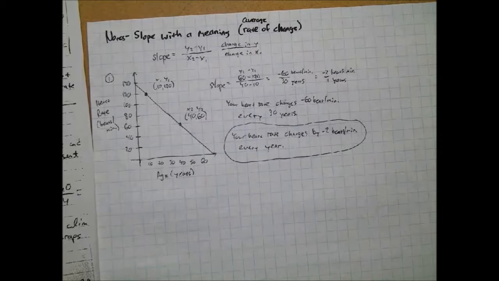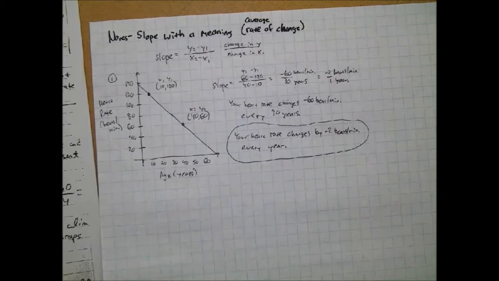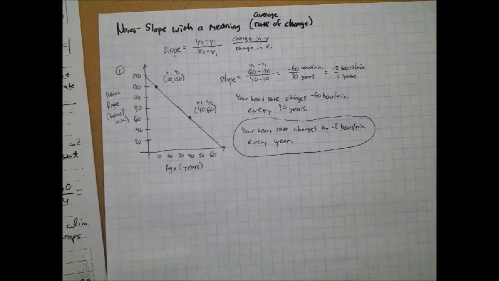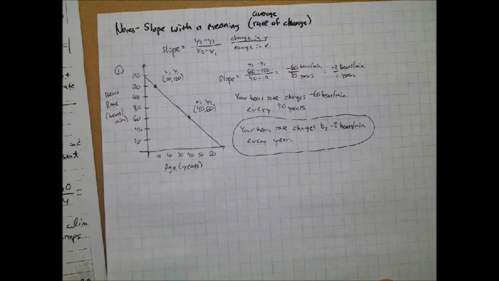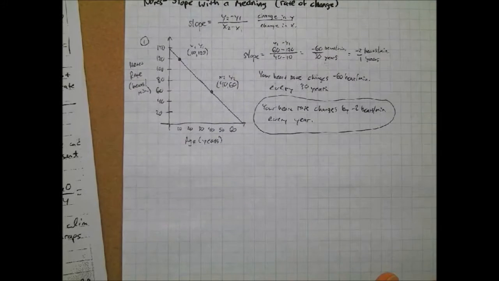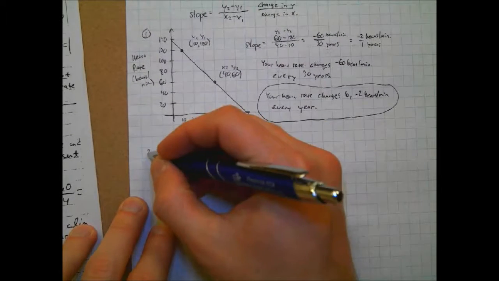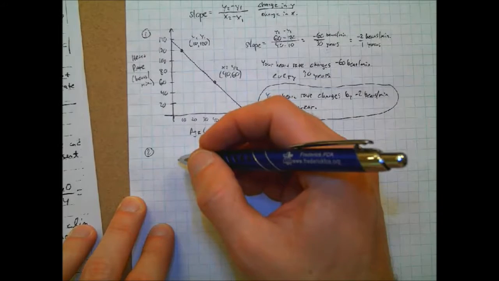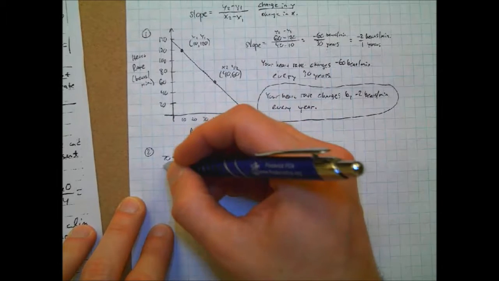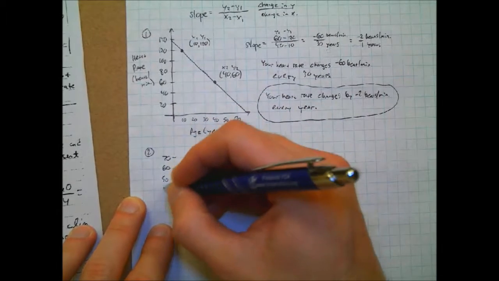All right. Let's try another one here. Okay. This one, if you don't want to draw the graph, you don't have to. I'm gonna draw the graph, and then you guys can just write down the work here. Okay. So for this next one, let's see here. I'm gonna go 70, 60.